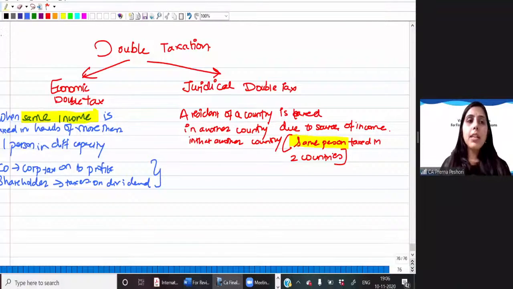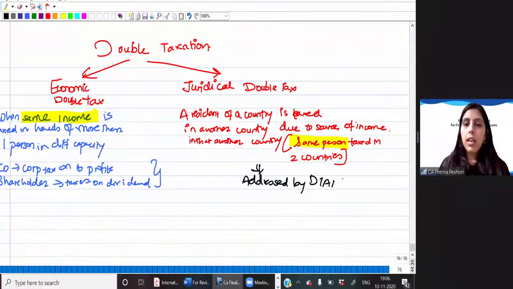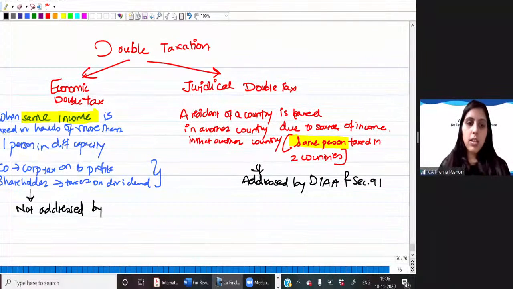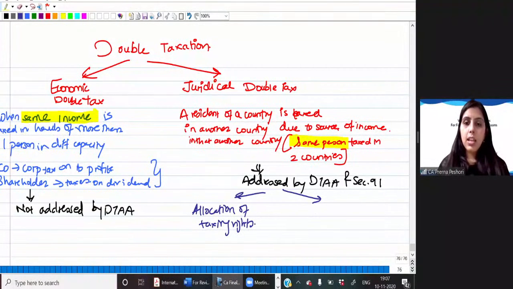Clear? Now, juridical double taxation is addressed by DTAA and section 91 also. However, economic double taxation is generally not addressed by DTAA. Only juridical double taxation is addressed by DTAA. How does DTAA address juridical double taxation? In two ways. First, by allocation of taxing rights, and second, through double tax relief.